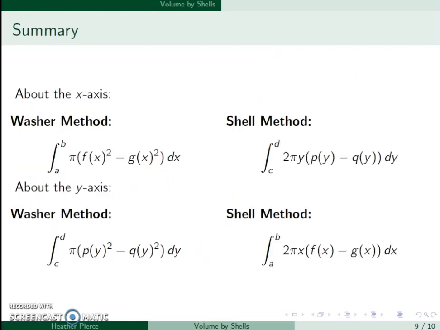So in summary, when we want to rotate about the x-axis, using the washer method, we'll integrate from a to b of pi f of x squared minus g of x squared dx. The shell method will integrate from c to d of 2 pi y p of y minus q of y dy. For rotating about the y-axis, the washer method will give us the integral from c to d of pi p of y squared minus q of y squared dy. The shell method is the integral from a to b of 2 pi x f of x minus g of x dx.